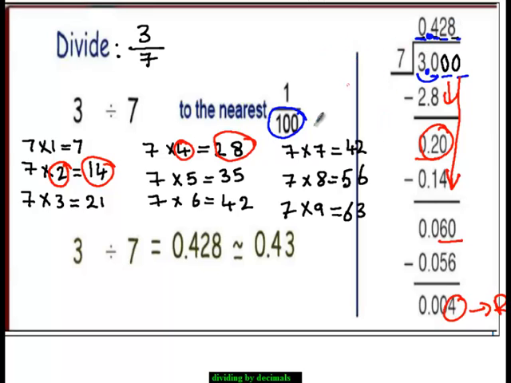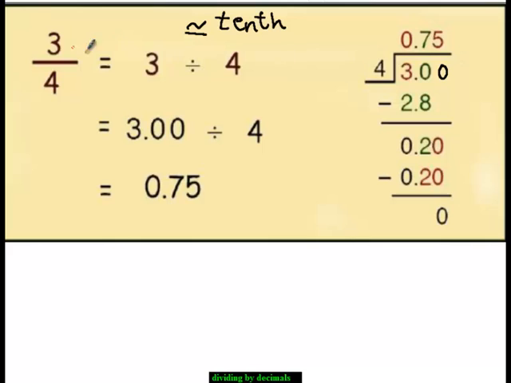0.428. I need to approximate to the nearest what? Hundredth. Where is the hundredth? Here. Okay, and the next number will be 8. Is 8 strong or weak? Strong, so it will add 1 to the 2, so the answer will be 0.43. That's all. Okay, let's try another one.